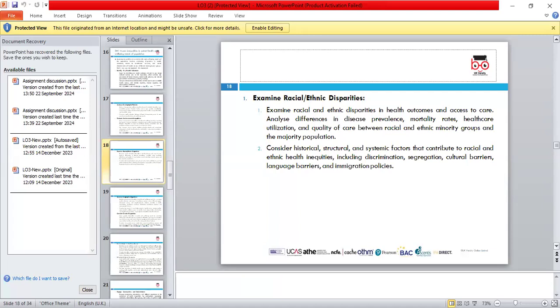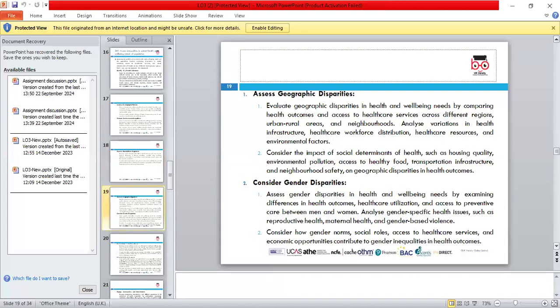We consider it. So you have to look into examining all these things: differences in ethnic disparity, health outcomes, access to care, and differences in disease prevalence. It is said that a lot of obesity is among black people, and a lot of cholesterol and all that. So these are all things that we need to look into and examine. Then we have to look into access and geographic disparities.